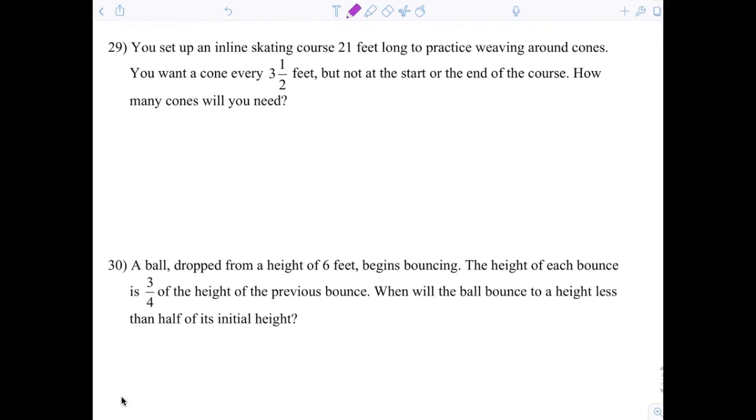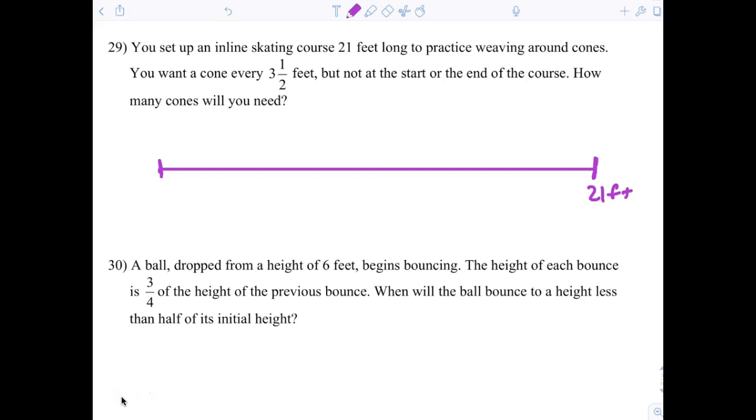All right, 29. Here we go. It says you set up an inline skating course 21 feet long. So here's my 21 feet, guys. Here to here is 21 feet. And you're going to practice weaving around cones. You want to set up a cone every 3.5 feet, but not at the start or the end. How many cones will you need? Tell me. So I did 21 divided by 3.5, and what'd you get? 6, and then you subtract 2 because they don't want cones at the start or end. Wow, smarty pants over here. All right, let's see if he's correct.